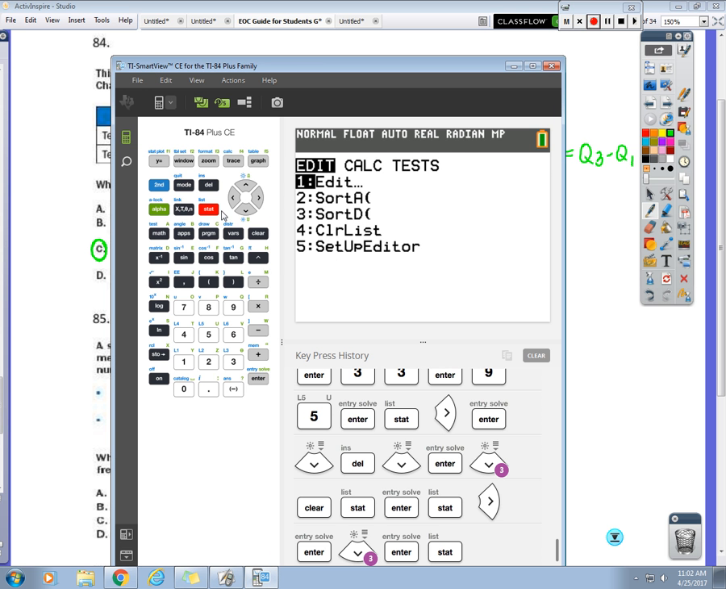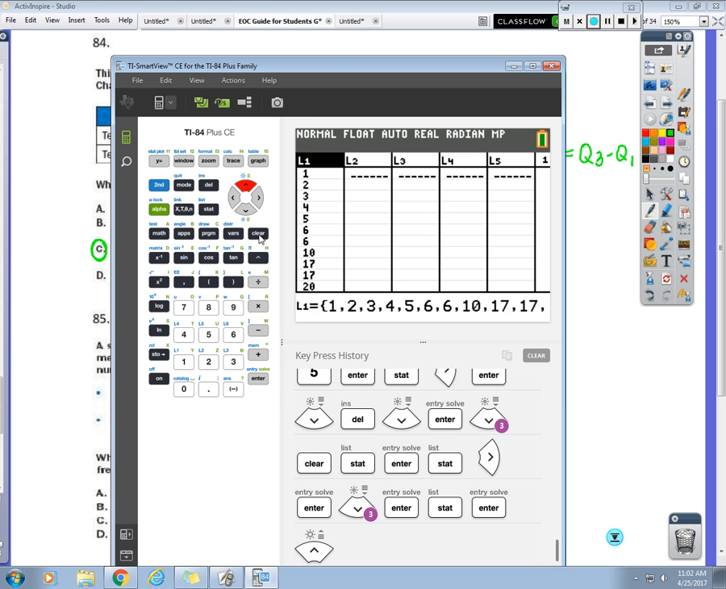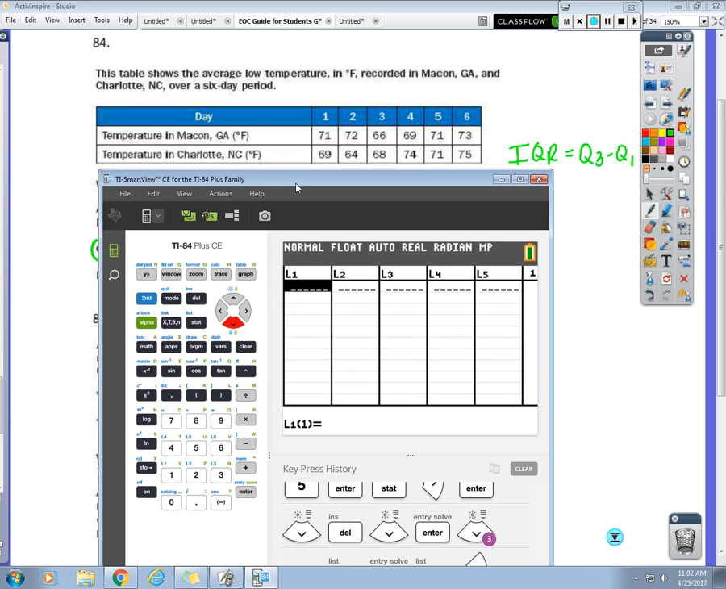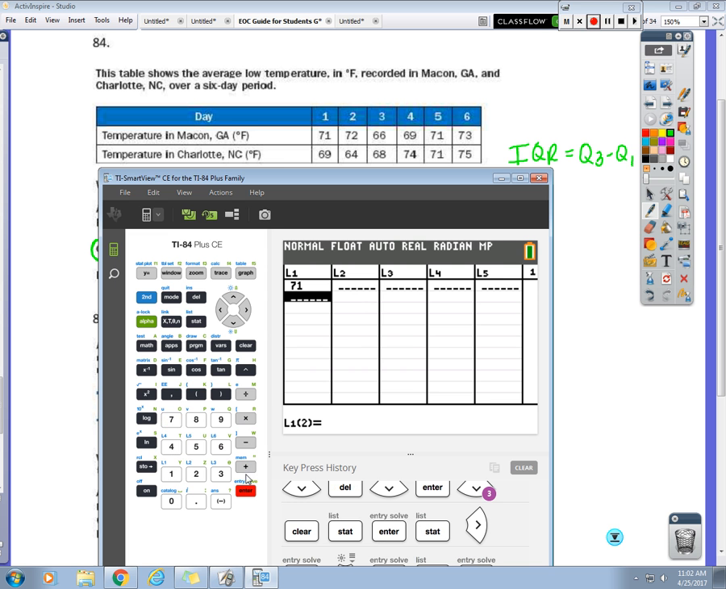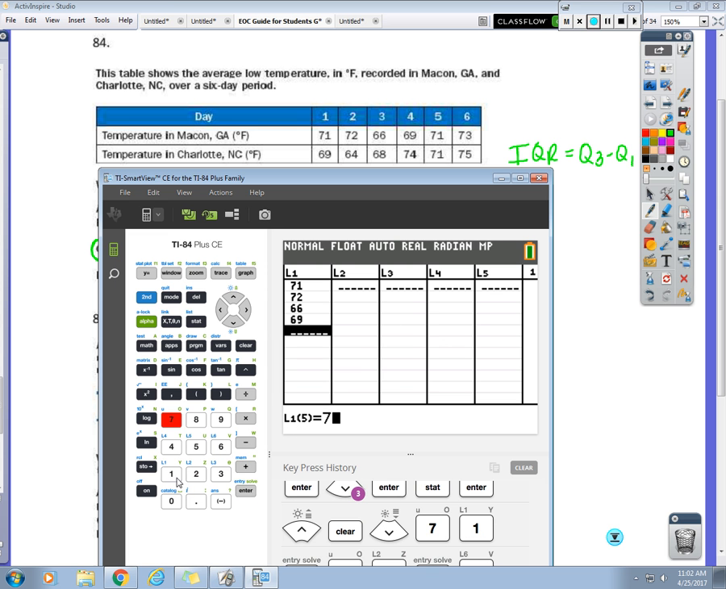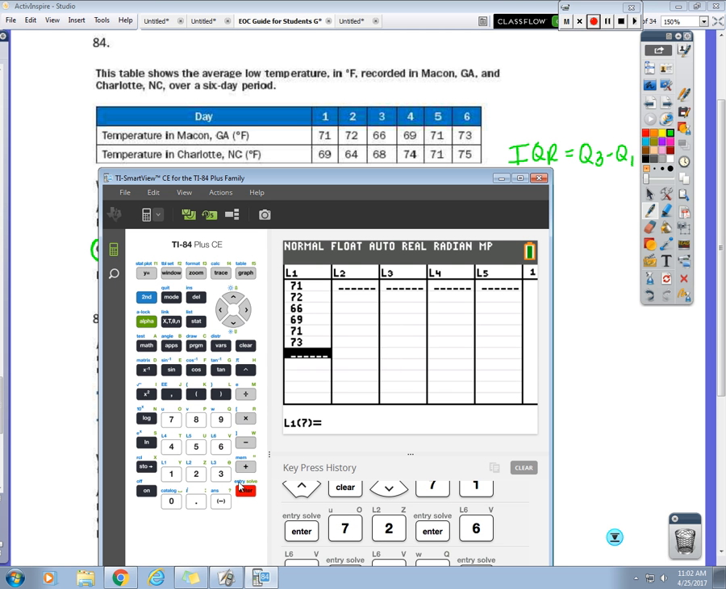If you go to Stat, Edit, in L1, I'll put the data for the first city, which is Macon. So 71, 72, what's next? Call them out for me. So that's all of the data for Macon. So there's 6 of them. Now I'm going to go over to L2 and put in the data for Charlotte. So 69. I can't type that fast. 68. Okay, so those are the temperatures in Fahrenheit for Charlotte.